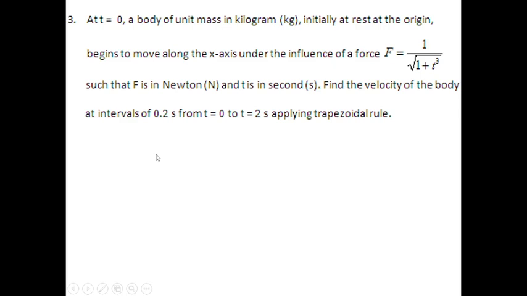So number 3, at t equals 0, a body of unit mass in kilogram, initially at rest at the origin, begins to move along the x-axis under the influence of a force F equals 1 over the square root of 1 plus t cubed, such that F is in Newton and t is in seconds. Find the velocity of the body at intervals of 0.2 seconds from t equals 0 to t equals 2 seconds, applying the trapezoidal rule.